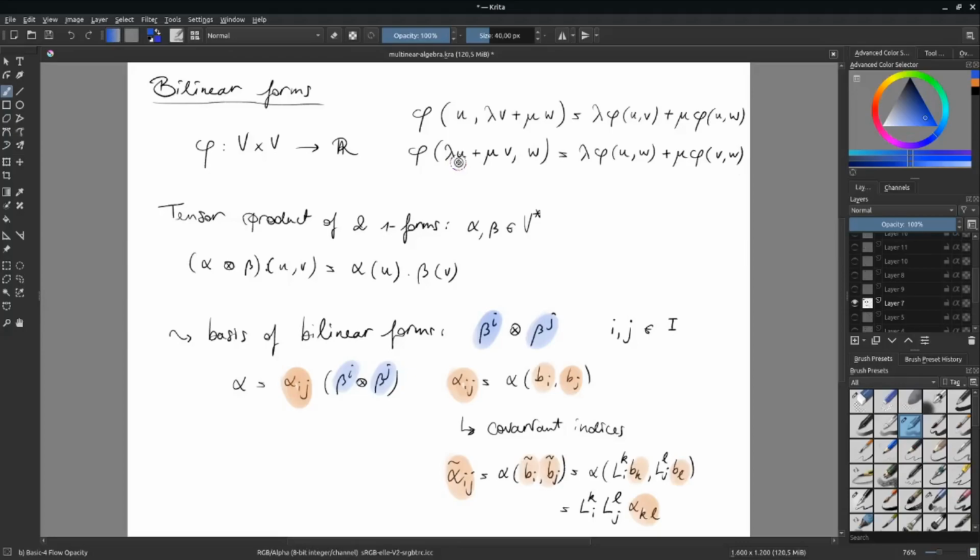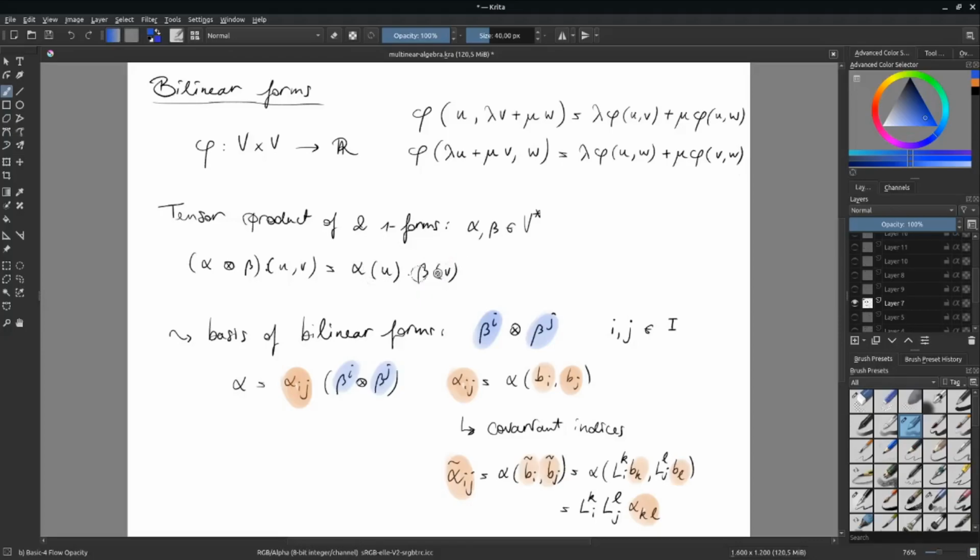And okay, one way I can construct such a bilinear form is by taking two one-forms, or dual vectors here in this case, and taking what's called the tensor product. Usually it's noted with this circled x. So alpha tensor product beta applied to u and v, because it takes two vectors, is simply the product of alpha applied to u times beta applied to v. And okay, so far so good.